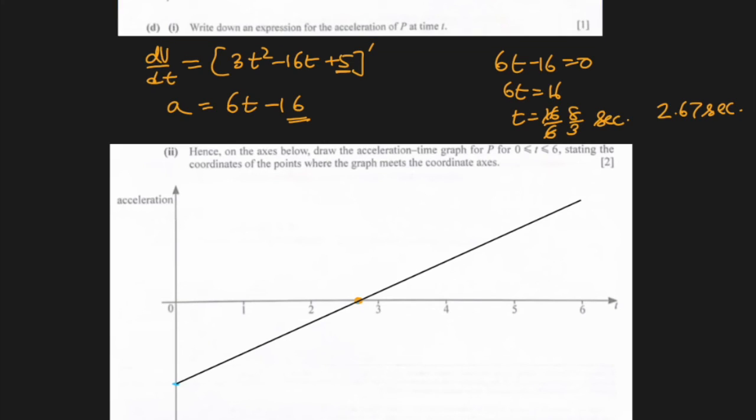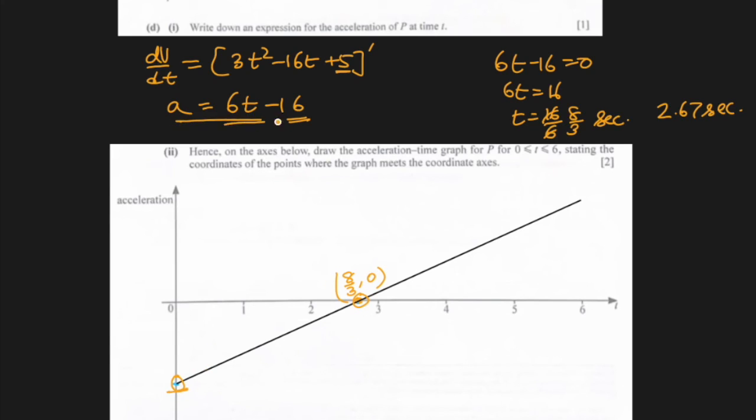Let's see what they are asking after that. Hence, on the axis below, draw the acceleration-time graph. We have drawn that, from 0 to 6, stating the coordinates of the points where the graph meets the coordinate axis. That means we need to know this and this. And this we already know: it is 8 over 3, or 2.67. We don't know this one, right?